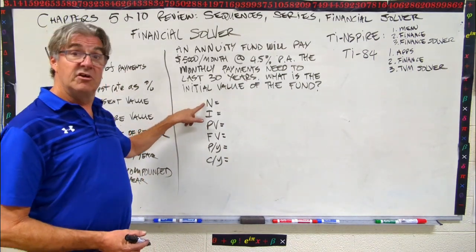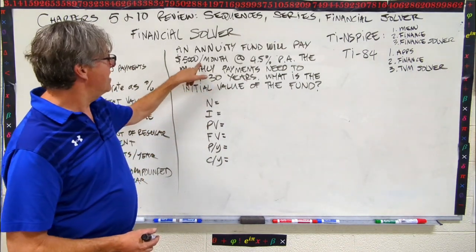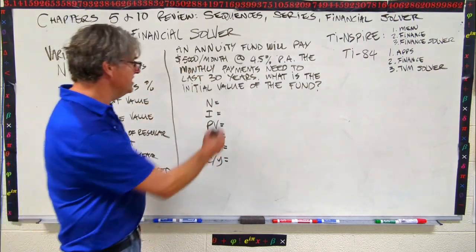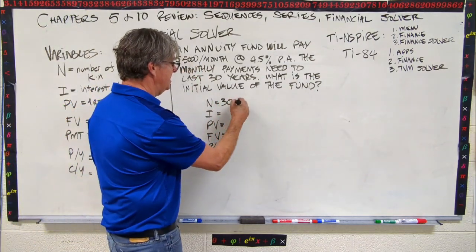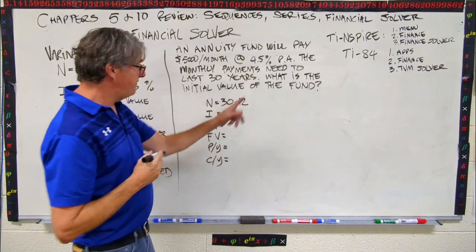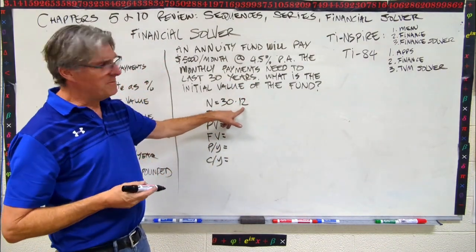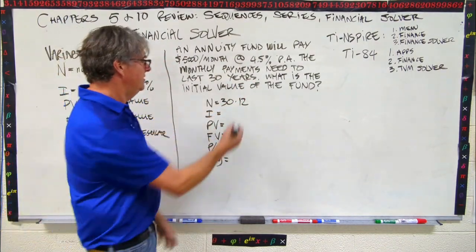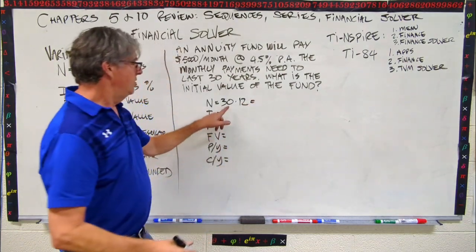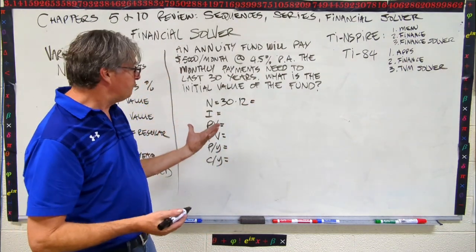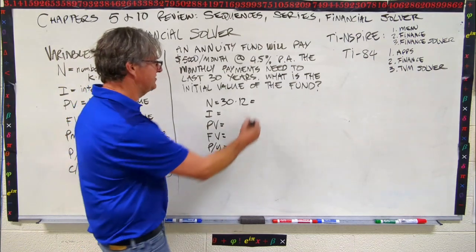Number of payments, 30 years, but they're coming out each month. So that's going to be 30 times 12. In the 84, you could just put that in there. I think probably in the Inspire too, but let's just multiply that out. What's 30 times 12? It's going to be 360.